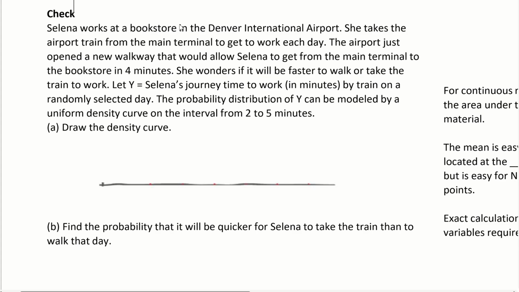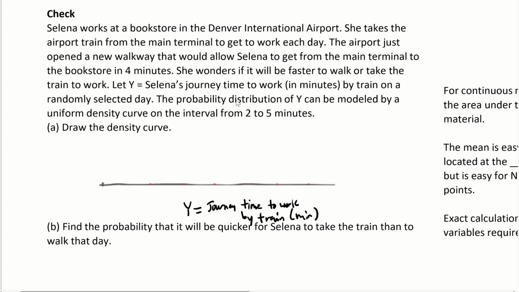All right, so Selena works at a bookstore in the Denver International Airport. She takes the airport train from the main terminal to get to work. It says Selena would have to go from the main terminal to the bookstore. She'd have to walk 4 minutes. Okay, so that allows her to get there in 4 minutes, but she wonders if it'll be faster to walk or take the train to work. So let y equal the journey time to work by train. Okay, so let's do that. So y equals journey time to work by the train in minutes. Okay, that's y.